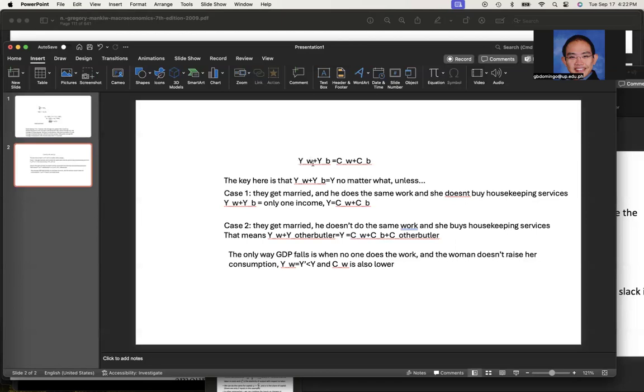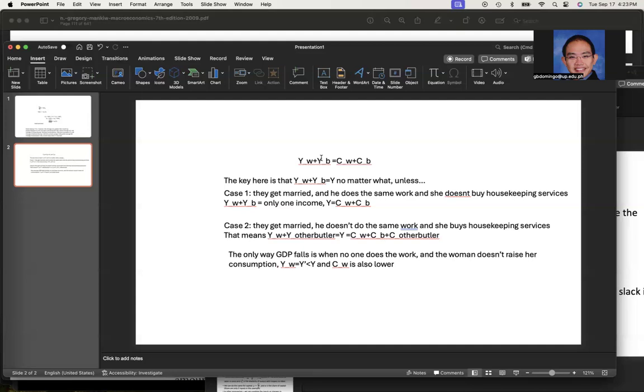The wife has this income, and some of this income is used to consume stuff, right? And pay for the butler. So the consumption of the wife is also here in terms of the butler. Some of this consumption will turn into income for the butler. And then that income for the butler will turn into the butler's own consumption. Right? So this is the initial situation.